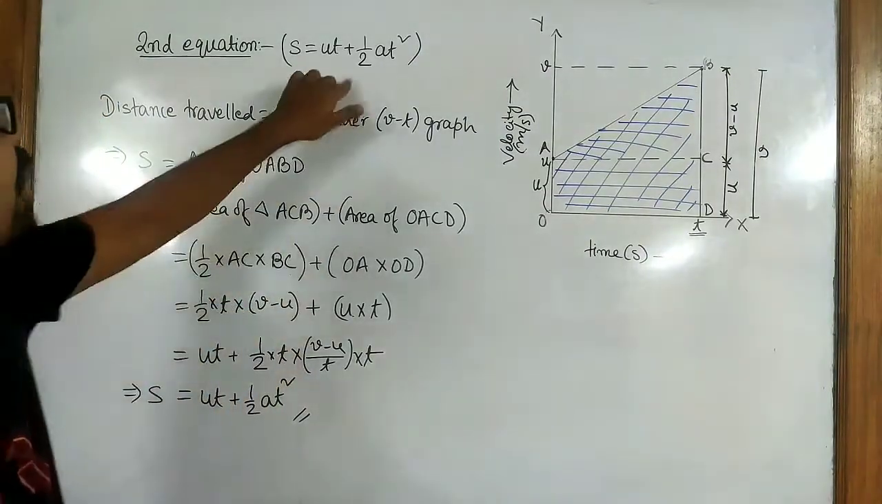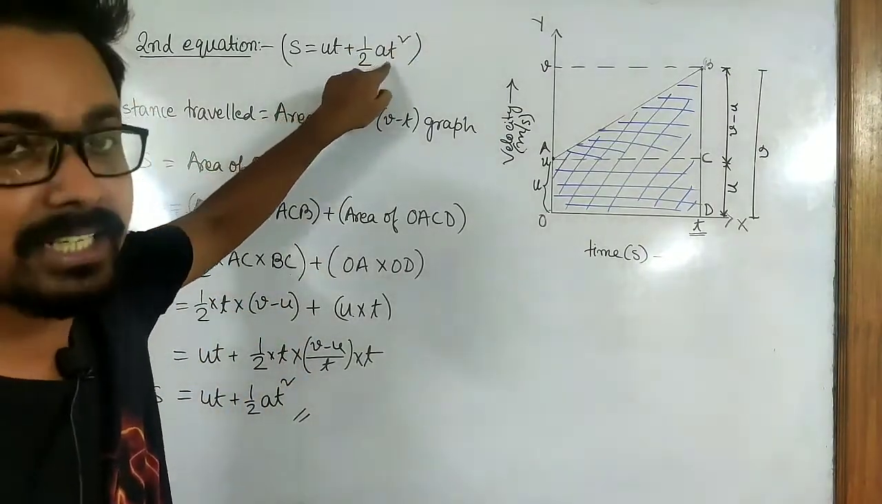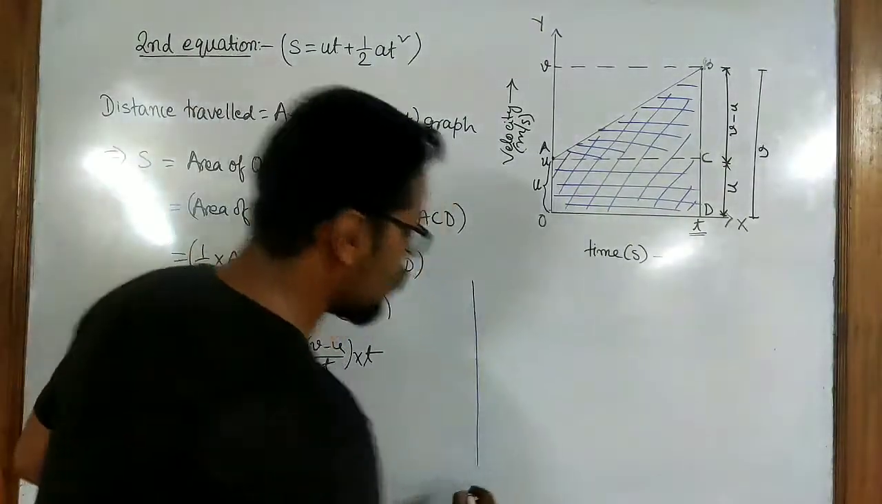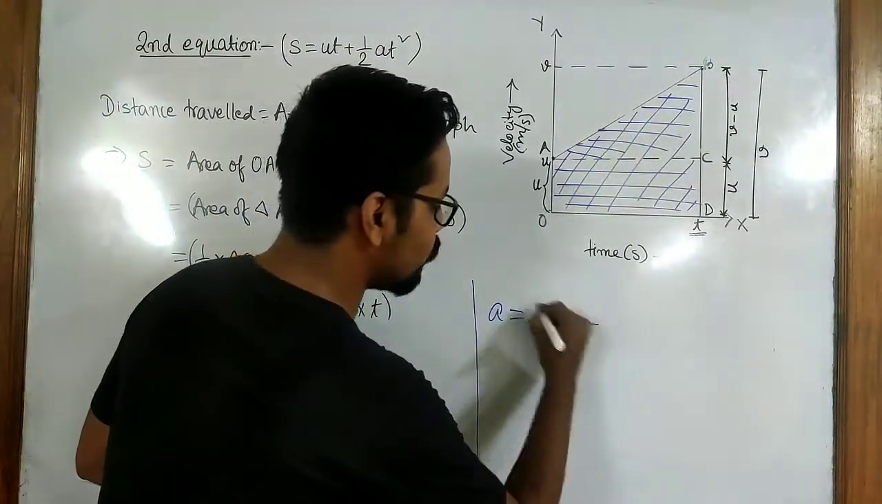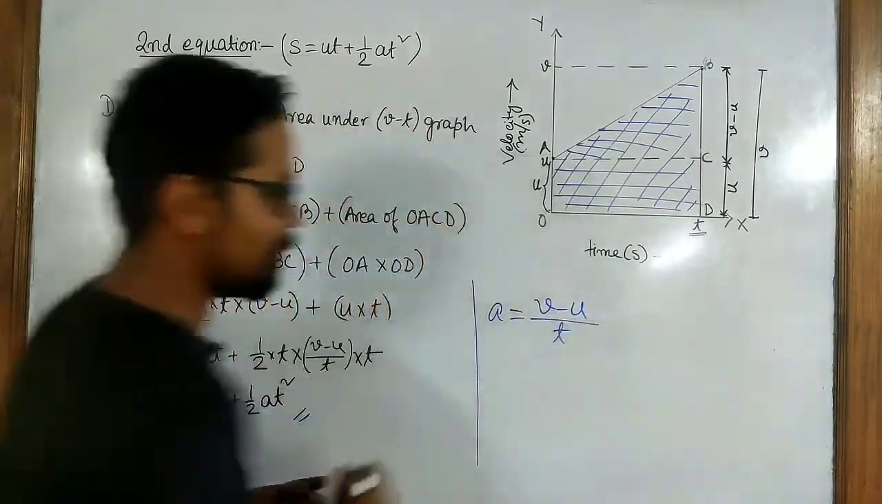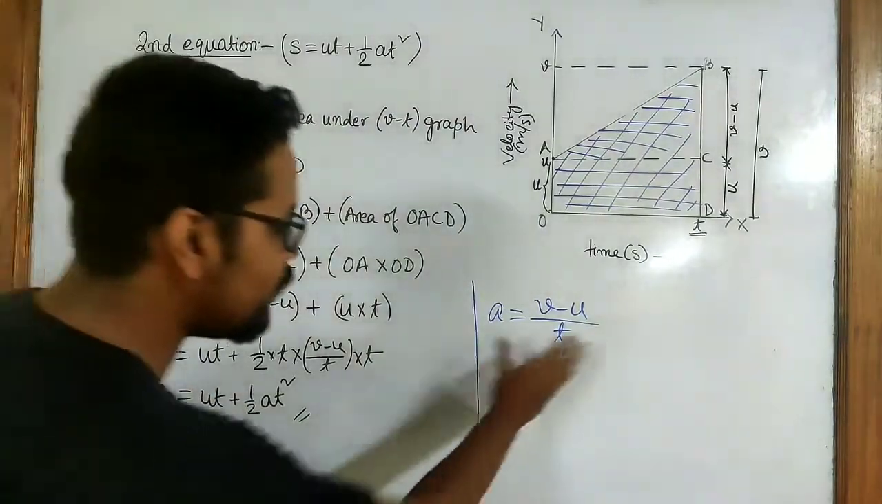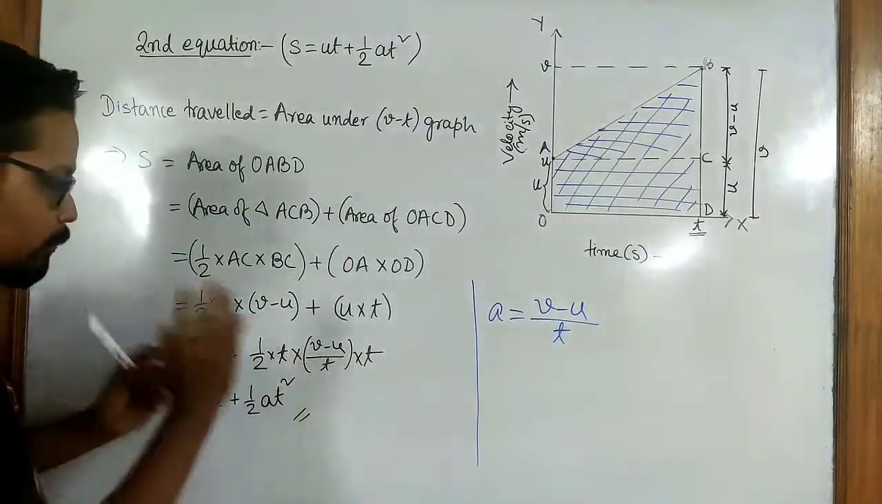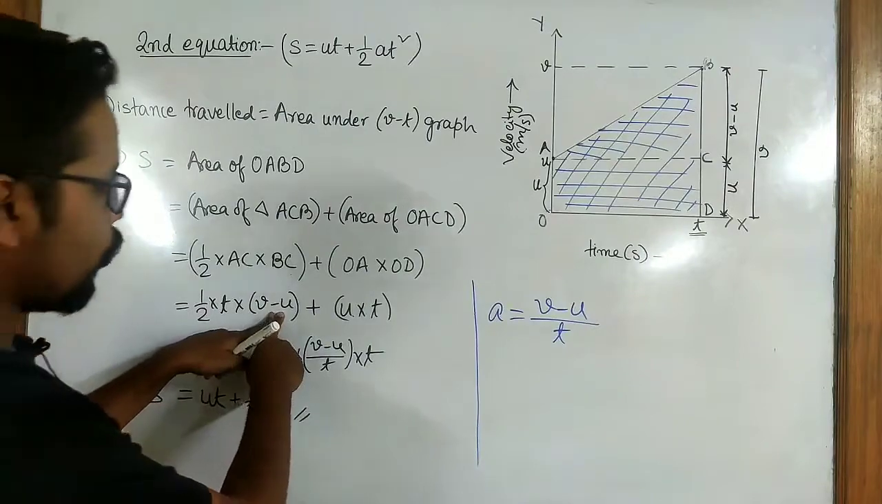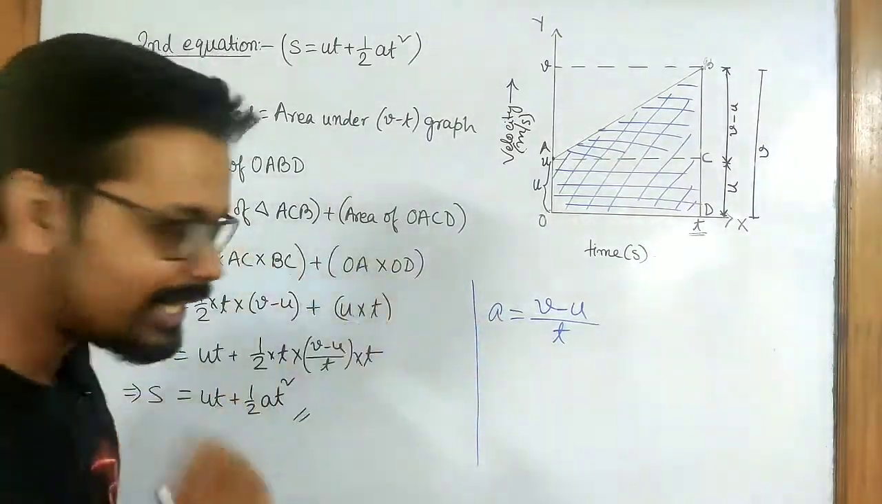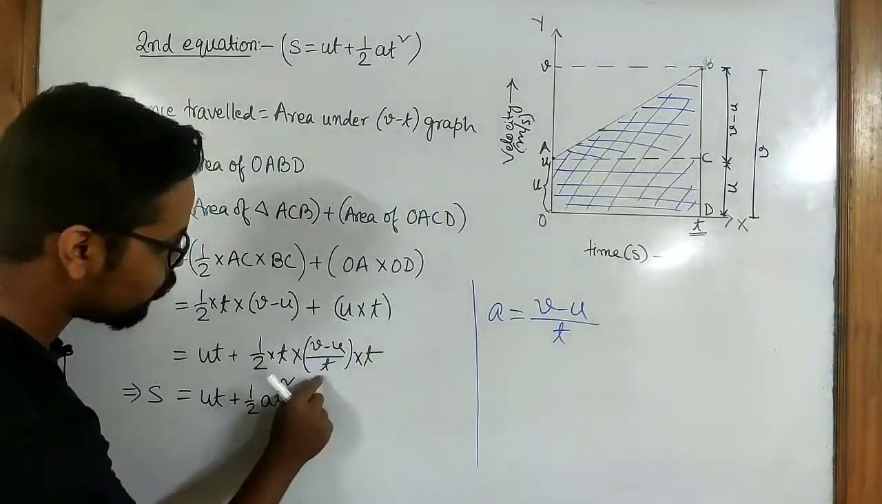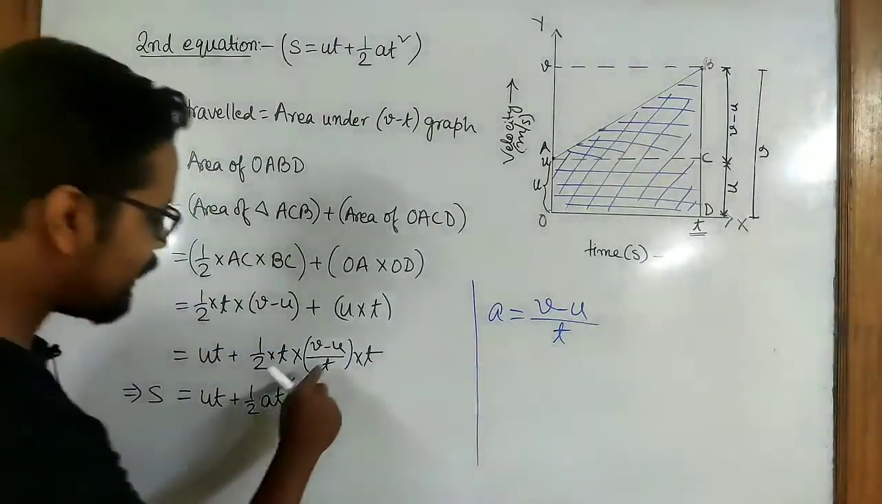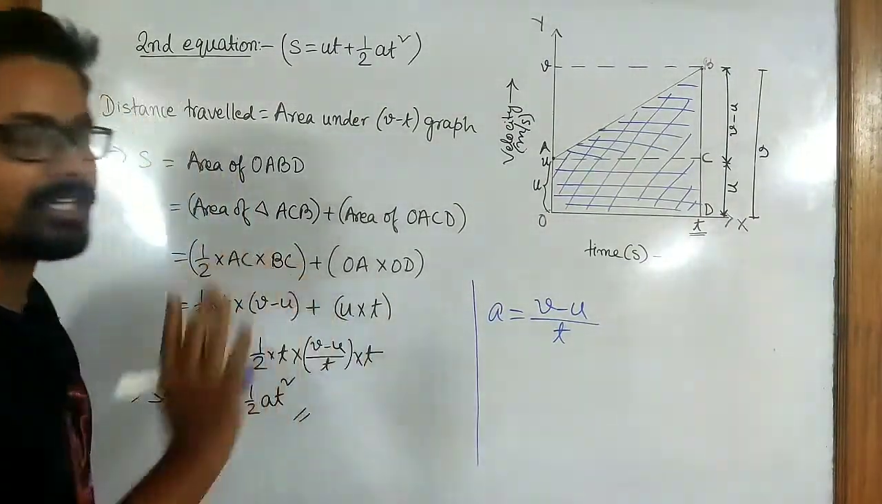But what we need is half AT square. So we need to bring acceleration. Now we know that acceleration is equal to V minus U by T. This is acceleration, right? So we need to bring this portion somewhere here. But we have only V minus U. We don't have divided by T. So what we did here, we wrote V minus U, we divided it by T, and by dividing it by T, we gave one multiplication of T.